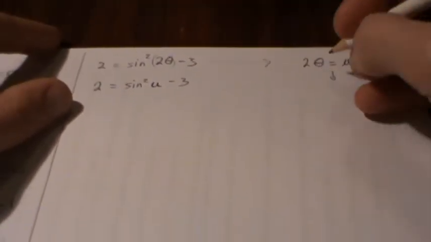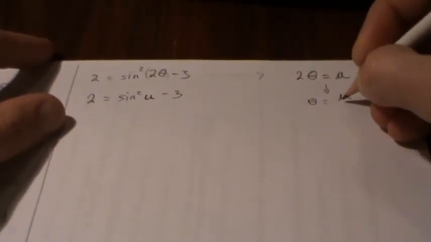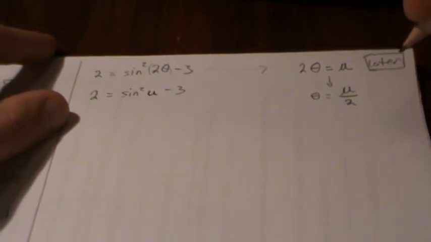Once I find some u's, I'm going to take those and plug them in here and solve for theta, which, by the way, would be theta equals u divided by 2. So in the end, I'm just going to take all of my solutions and divide them by 2.